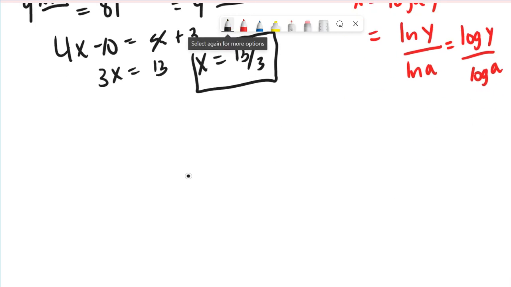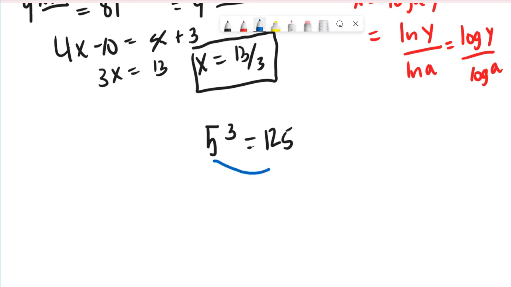Well, let's say that you had 5 to the third equals 125. You can rewrite this in terms of a log, where you say log base 5 of 125 is equal to 3. So that would say log base 5 of 125 equals 3. The only thing, though, is that we already have the answer technically, right?